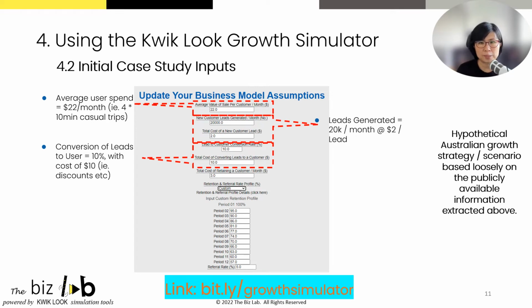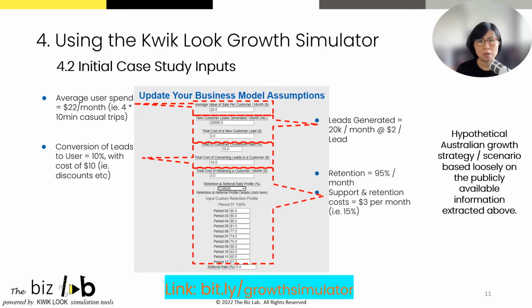The cost of converting each lead is about 50% of $22, which is $11, but for simplicity, we have put it as $10. In the tool, there is a default setting where we can set the retention rate to high, medium, low, or you can have a custom setting to set it to a specific percentage. So in this case, we have indicated a 95% retention rate as it is a 1-year growth simulator, so the most you can go for is 12 months.